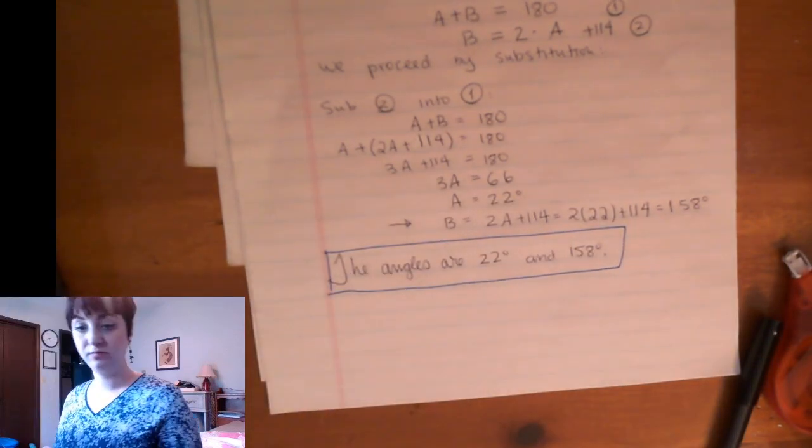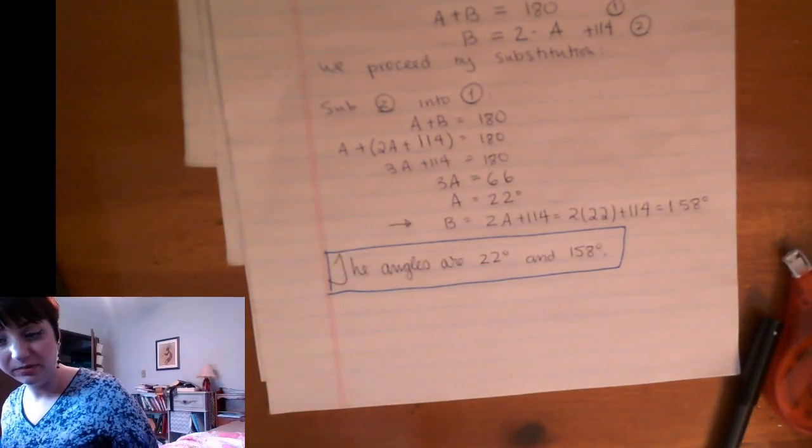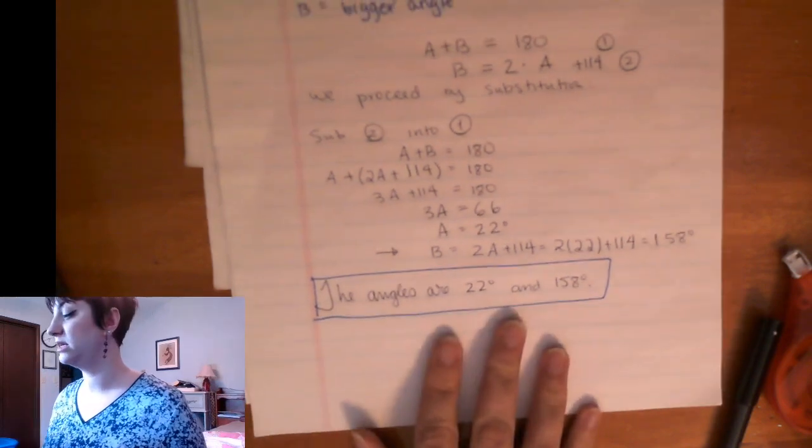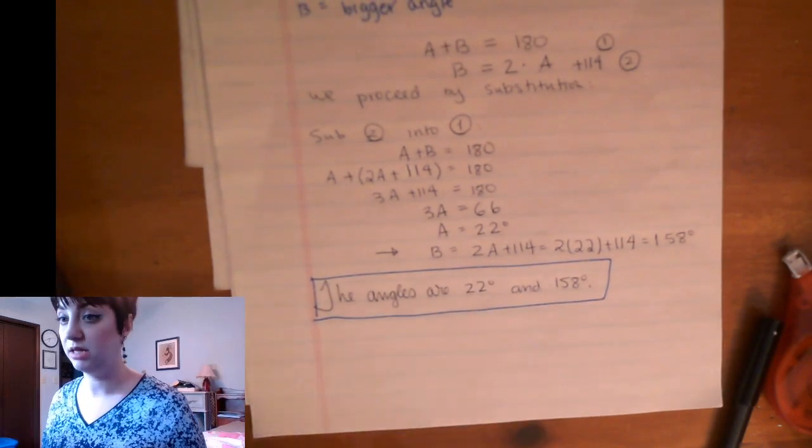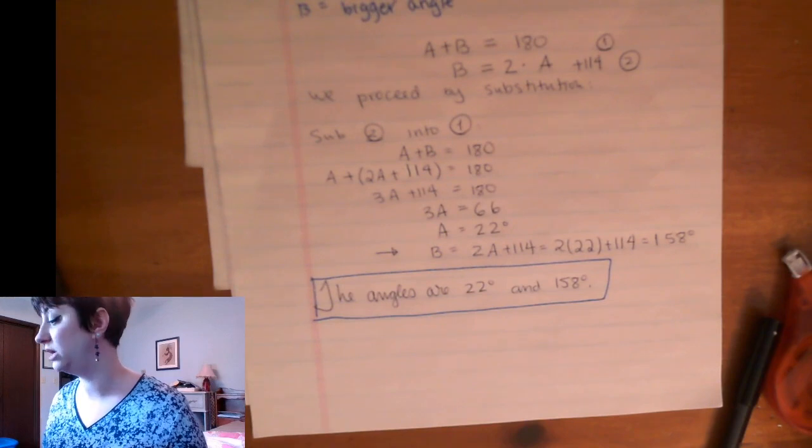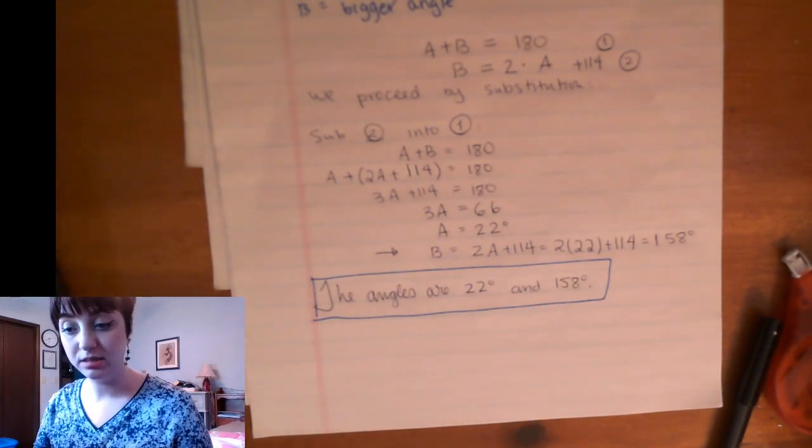Done. Now the other problem type that they have that kind of is like this is they say they're complementary, which just means that they add to 90 instead of 180. But other than that, it's the same problem.